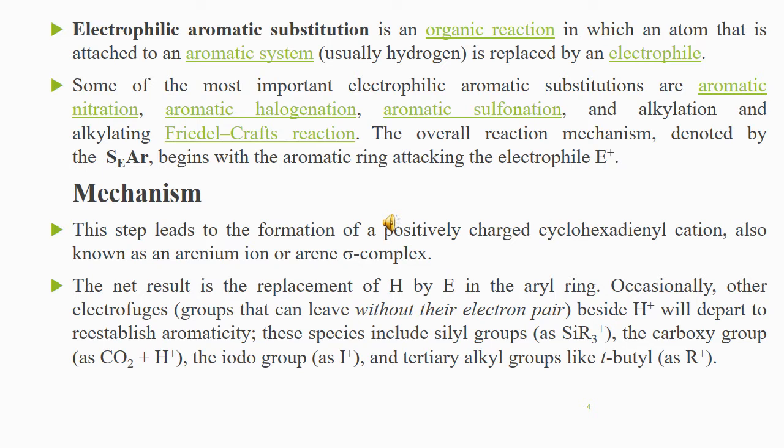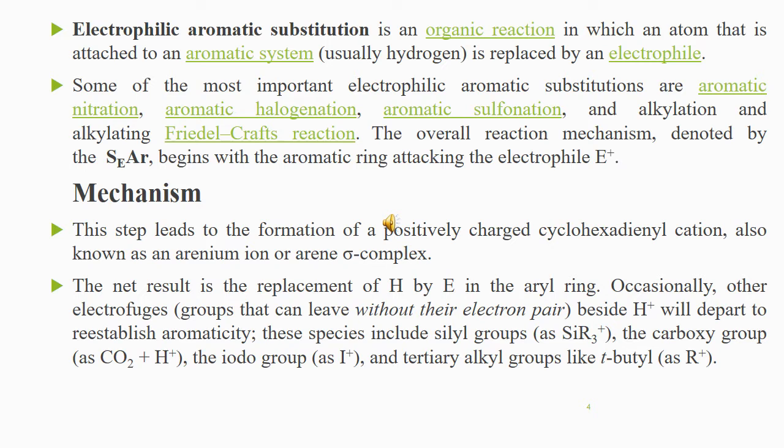Now these species include silyl groups, SiR3 positive, carboxy group CO2H positive, iodo group iodine positive, and tertiary alkyl groups like tertiary butyl positive. So what are we saying here? We are saying the mechanism takes place, number one, by the attack of the aromatic ring on the electrophile.